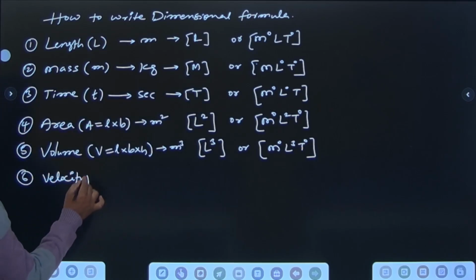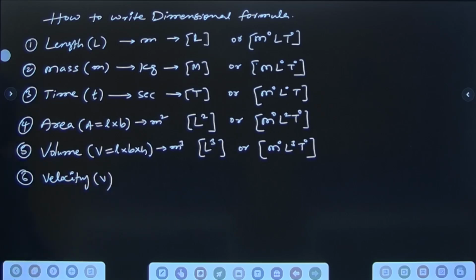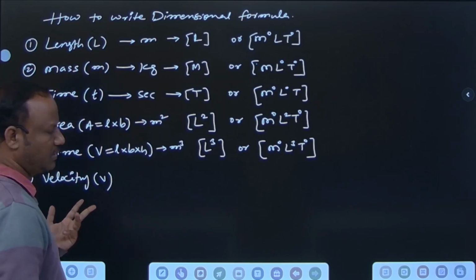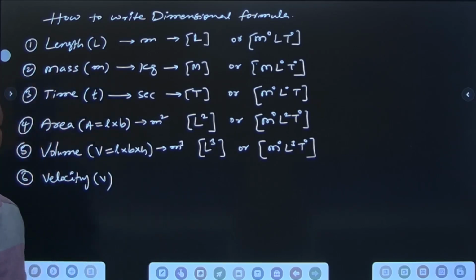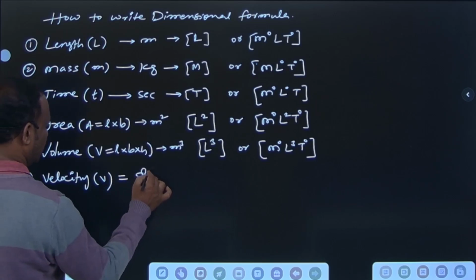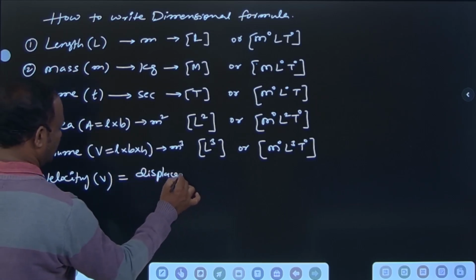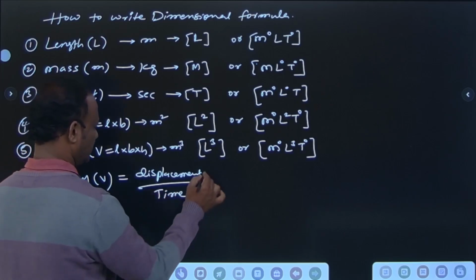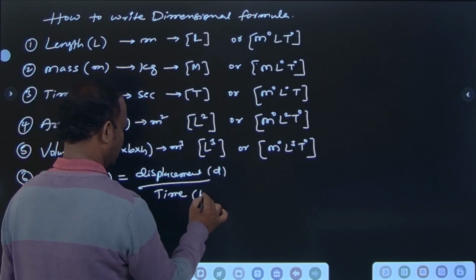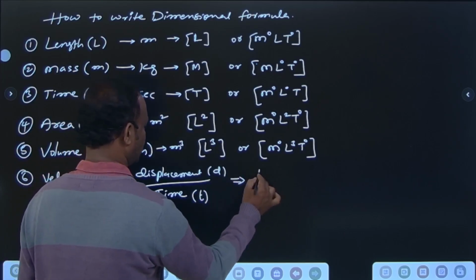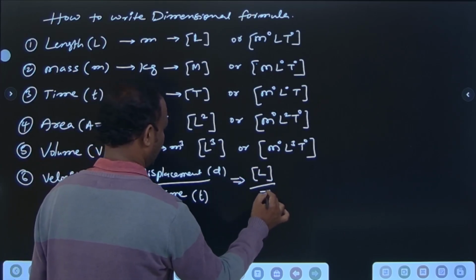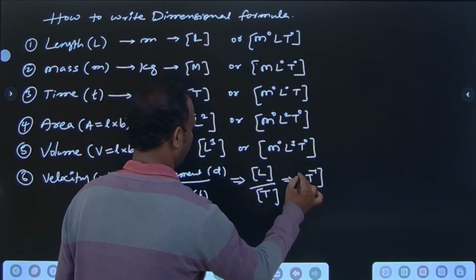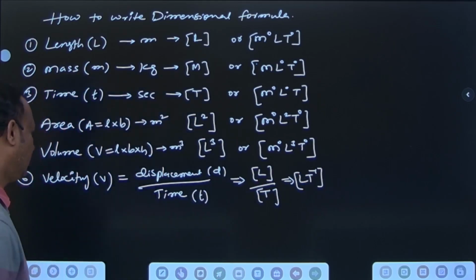Okay. I'm writing about velocity. Velocity is V. So speed, speed also, it's just its direction only, but magnitude I'm talking about here. So velocity is equal to, we can write, displacement by time. So displacement is d, and time is t. So the dimension formula of displacement is length, by time, which is T. We can write this as L T power minus 1.